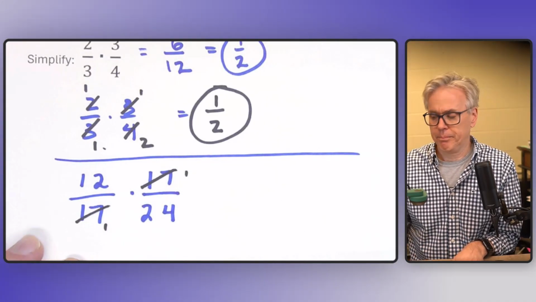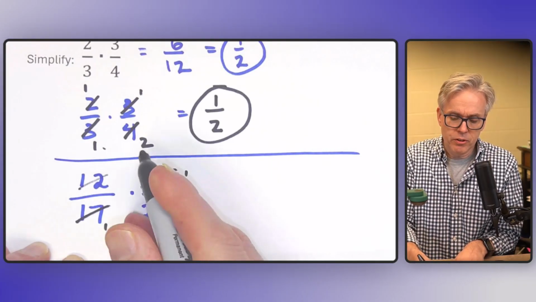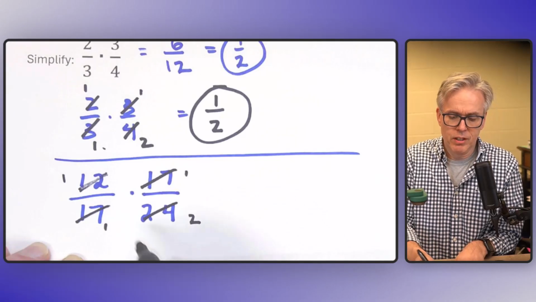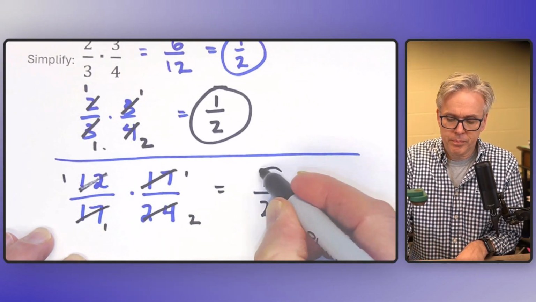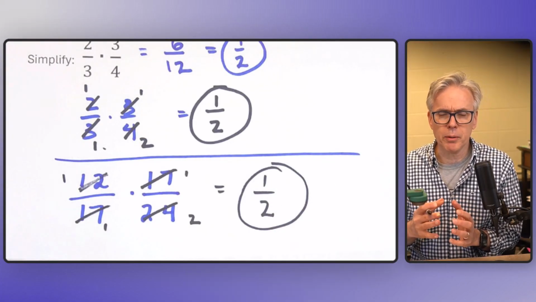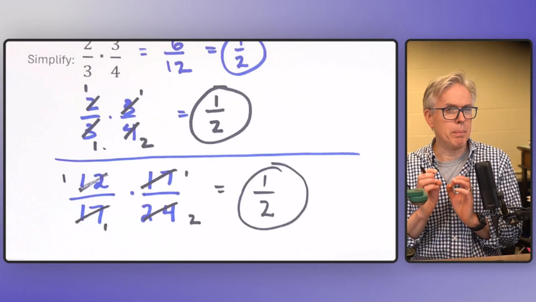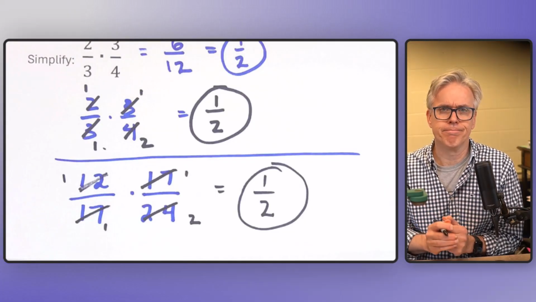Technically, 1 and 1. And what else? Well, 12 and 24. So 12 goes into itself one time. 12 goes into 24 two times. So 1 times 1 is 1. 1 times 2 is 2. So canceling has its place before we multiply. I almost always will look to see, can I cancel first? This will be particularly important when we start doing algebraic fractions.